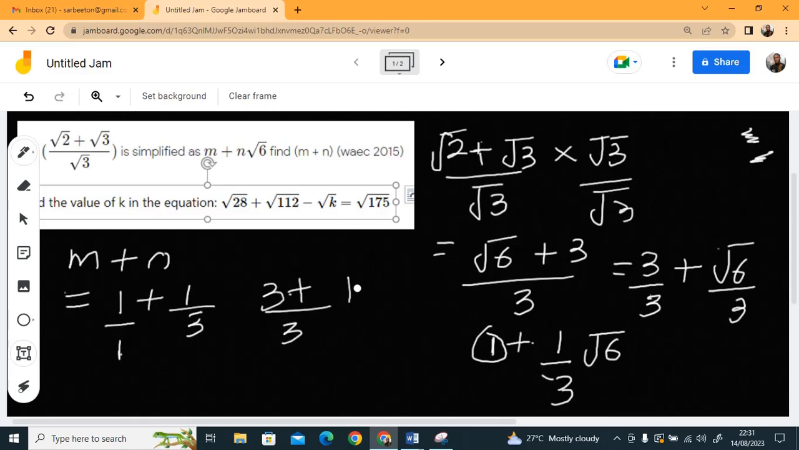So 3 plus 1, you should understand what it is. 3 plus 1 is what? So your final answer here is 4 over 3. 4 over 3, that is your final answer here. So that is that for that one.